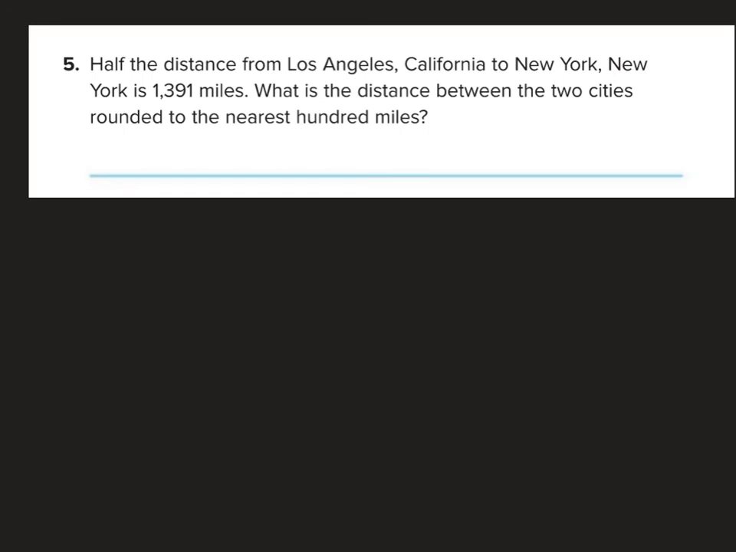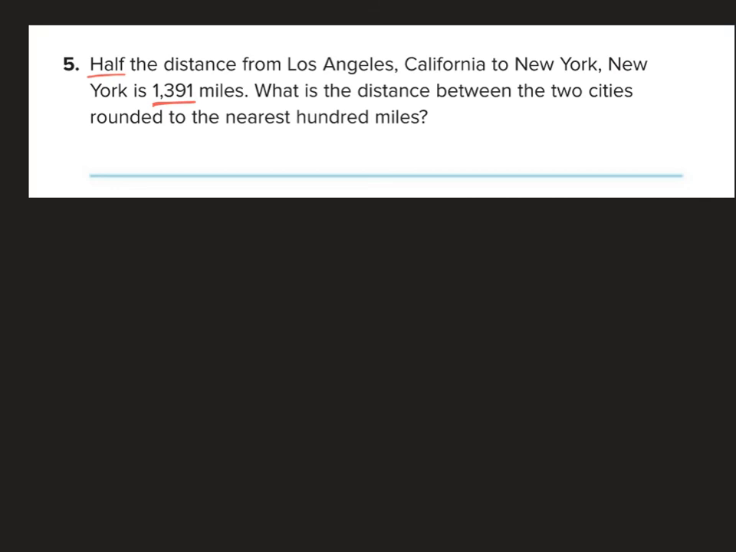Half the distance from Los Angeles, California to New York is 1,391 miles. What is the distance between the 2 cities? Rounded to the nearest 100 miles. Now, it is not just asking us to round this to the nearest 100 miles. It's also telling us that that's only half the distance. We want to know what is the whole distance.